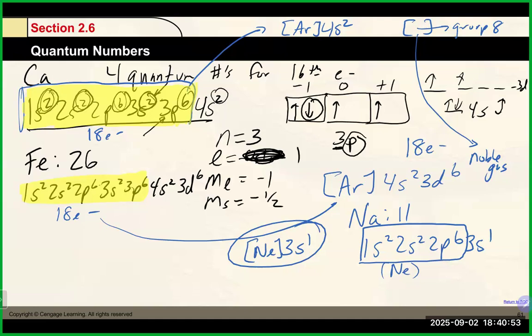Any questions on electron configuration, how it ties to quantum numbers, any of those things? Yeah. So clearly you need to be able to write electron configurations properly. You need to be able to draw orbital diagrams properly. You need to understand those couple of rules we talked about: Hund's rule, the Pauli exclusion principle, and how quantum numbers tie into electron configuration. All right.